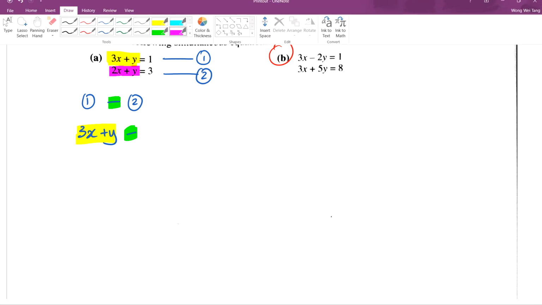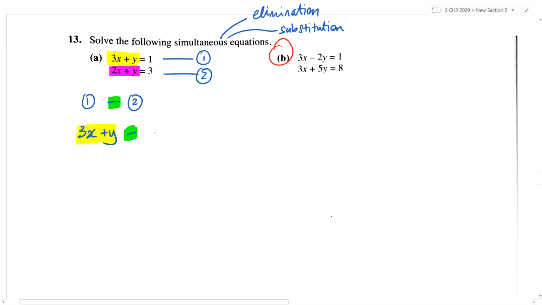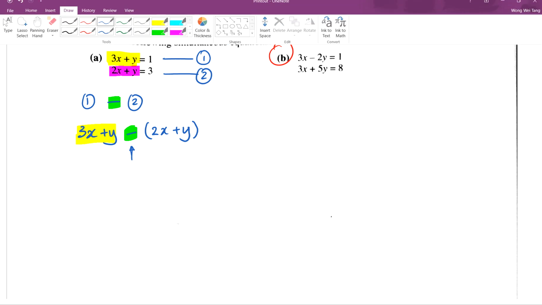Okay, we are going to remove this. Minus away 2x plus y. You must put brackets over here because there is a minus sign, which means that when I expand it out, the signs inside will all change. So you have to put a bracket.